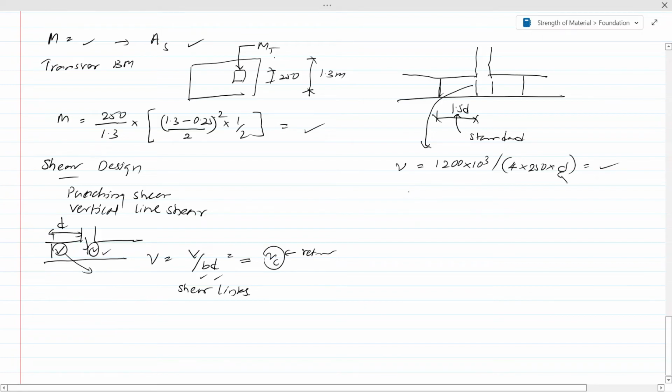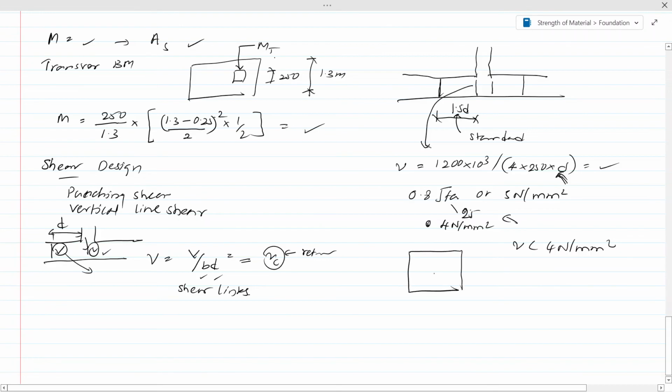Now according to British standard, this value should not be greater than 0.8 root FCU or 5 newtons per millimeter squared, whichever is lesser. So our grade is 25, therefore this value becomes 4 newtons per millimeter square. Therefore our V should be less than 4 newtons per millimeter square. So if you know the D, you can calculate the V that you have to check. Then you have to check the punching shear stress, that's also easy.